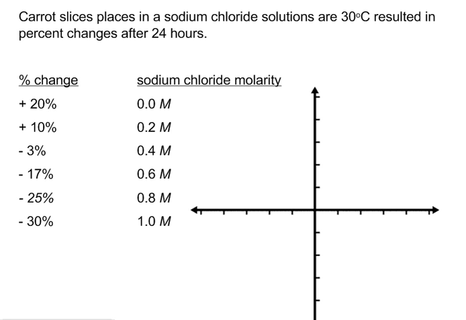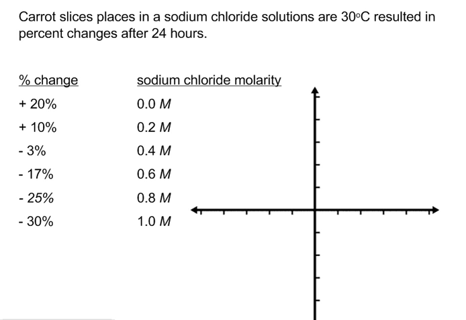They're at 30 degrees Celsius, and the placement of those carrots in those solutions at 30 degrees Celsius resulted in percent changes after 24 hours of mass. So this is mass change that we have right here. Okay, and that's why you guys did the mass beforehand, so you can get the mass after and then calculate the percent change.